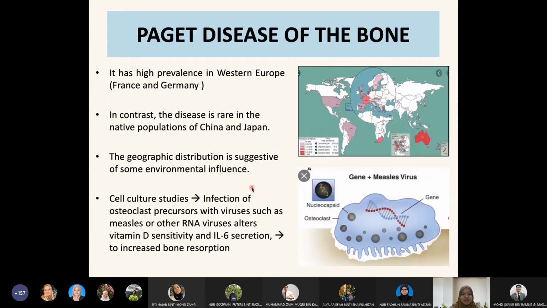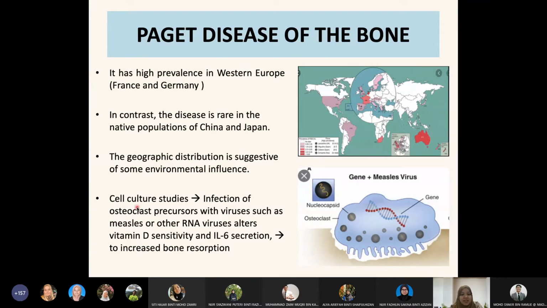pathogenesis of Paget. It has high prevalence in Western Europe, like France or Germany. However, it is rare in the native population in China and Japan. Because the geographic distribution influences the numbers of the disease, they suggest that some environmental factors may contribute to the development of Paget disease of the bone.